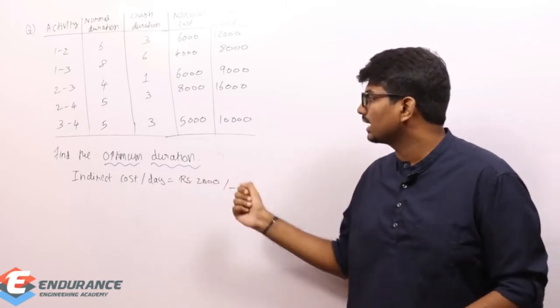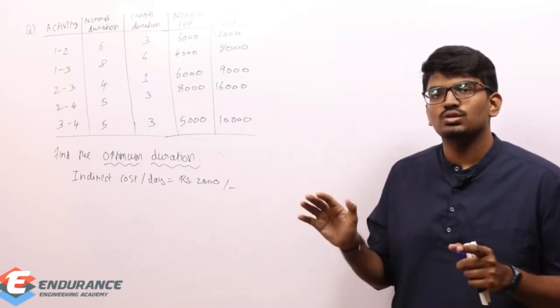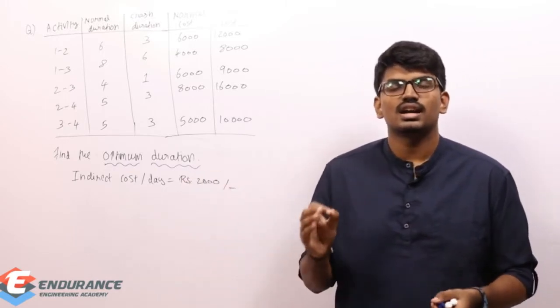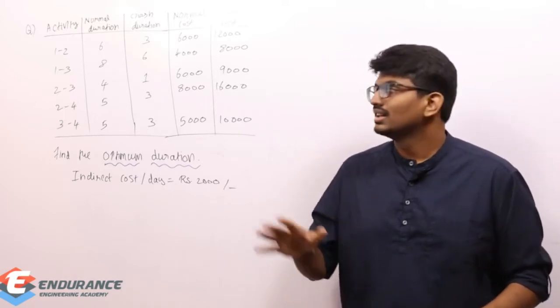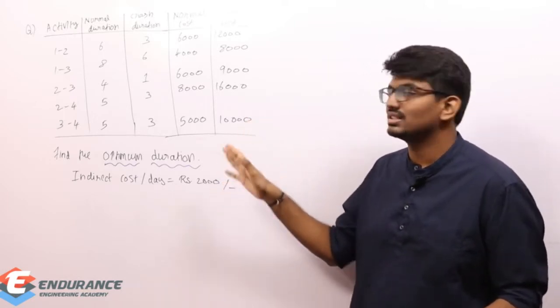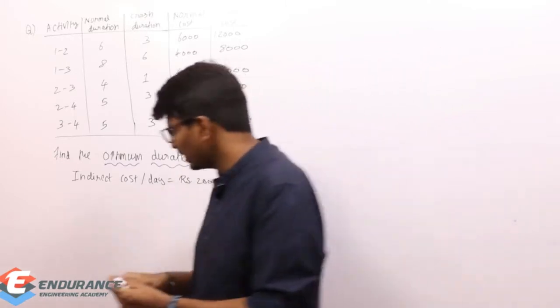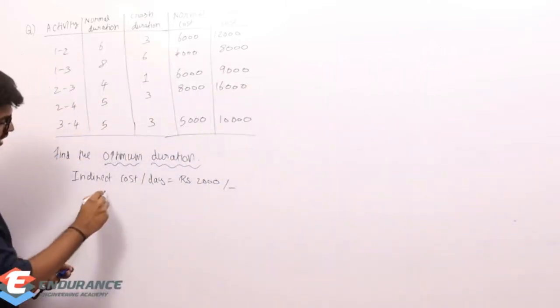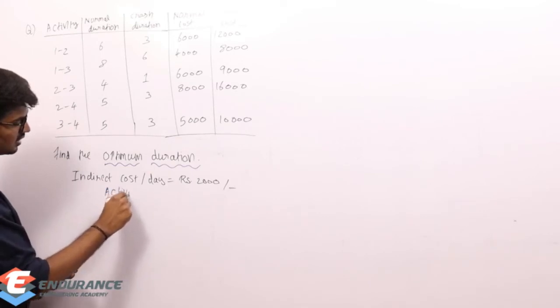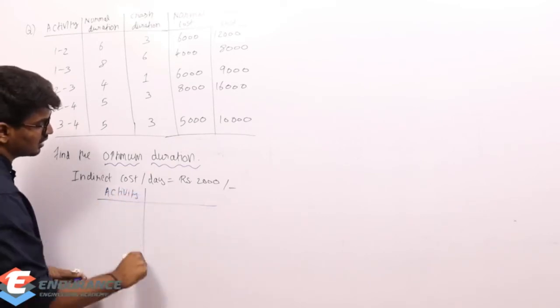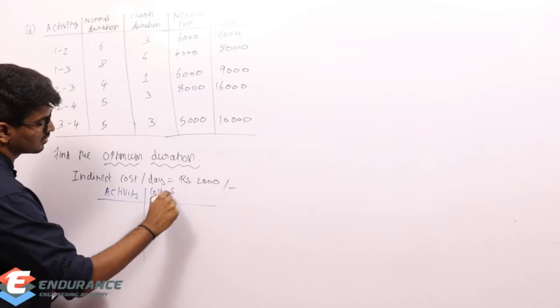They gave the indirect cost per day. So as usual, to start crashing, start by finding the cost slope. Here the cost-time slope is not given, they just gave the duration and cost separately. So for finding that, let me write it down here: the activity and also the cost-time slope.